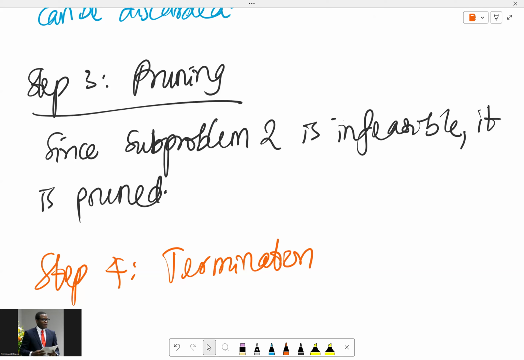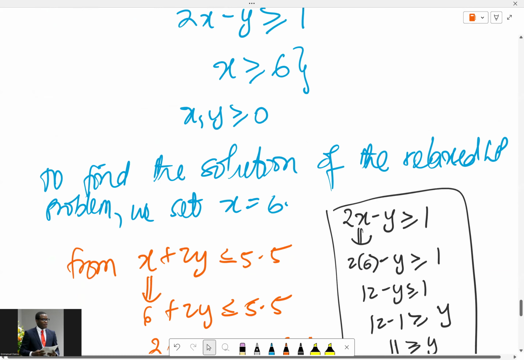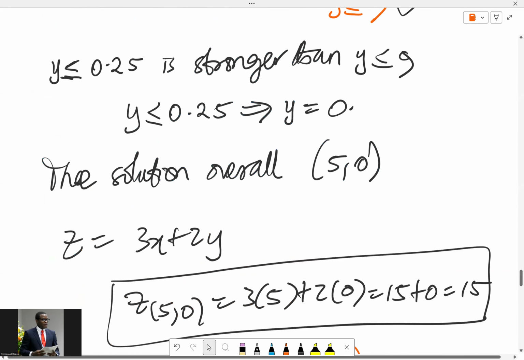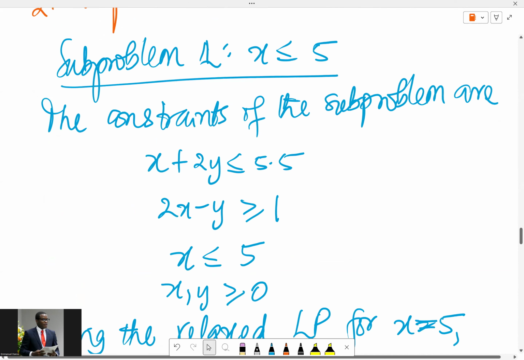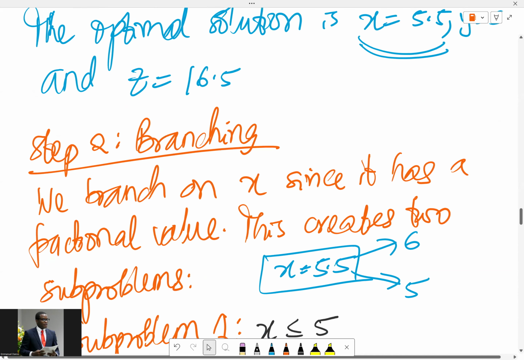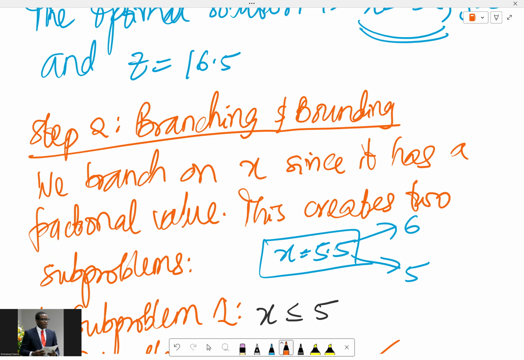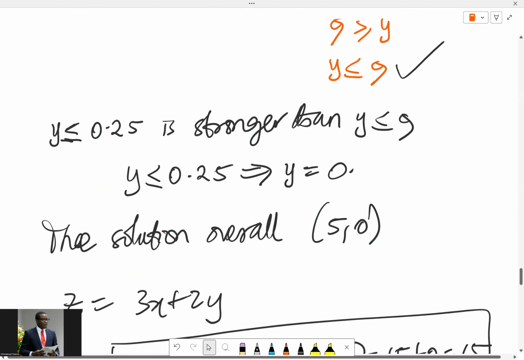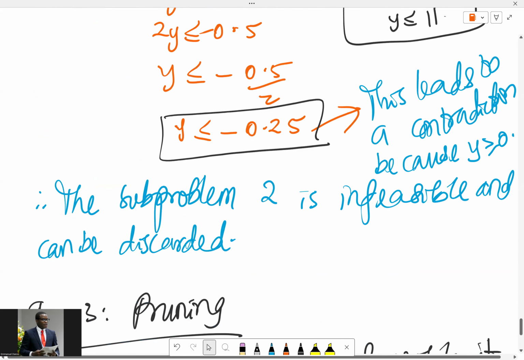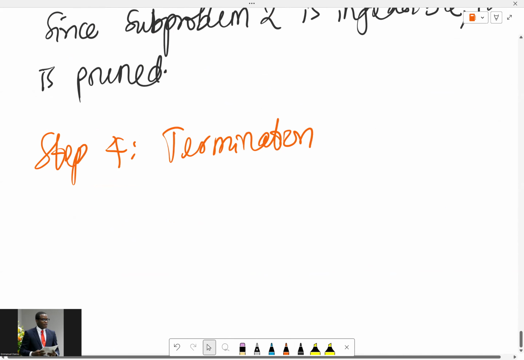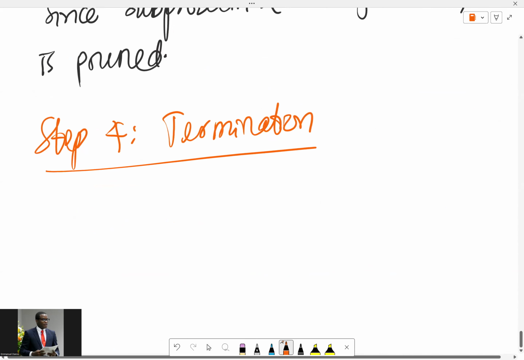What is actually happening in step 3 is more like where we are doing the branching and bounding. So I think it's more appropriate to call this branching and bounding. After the branching and bounding, we have the pruning. We have the pruning in step 3, and then step 4 is the termination.